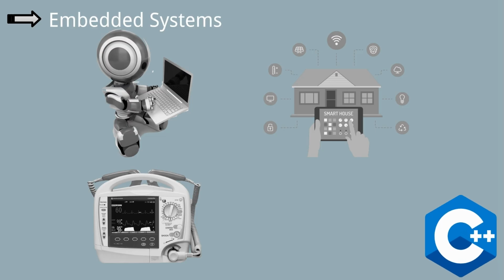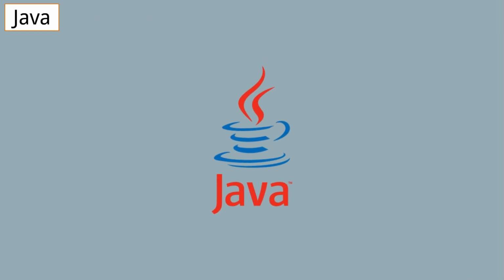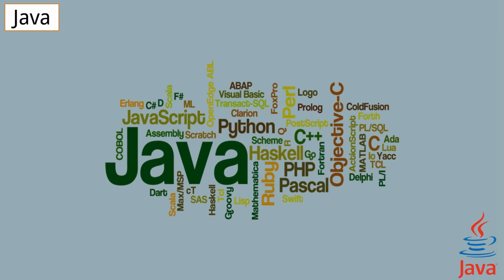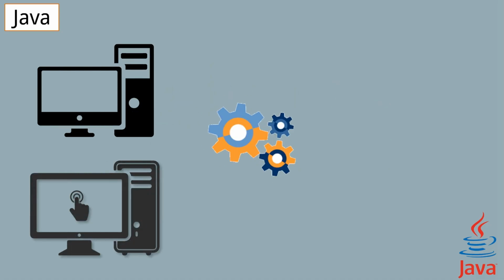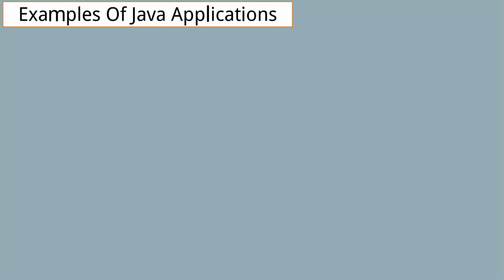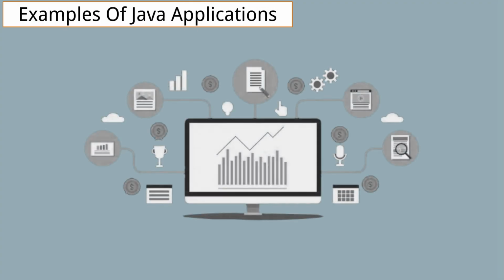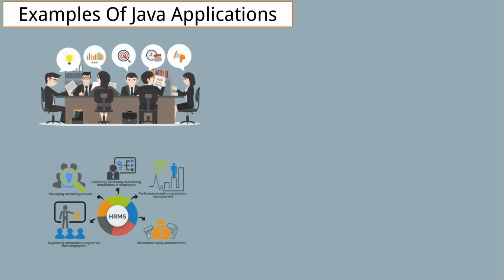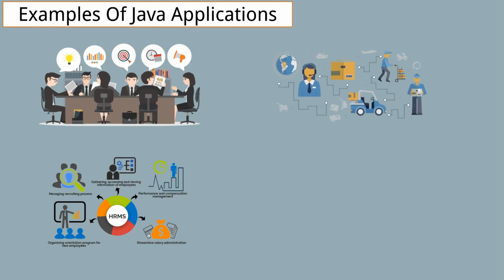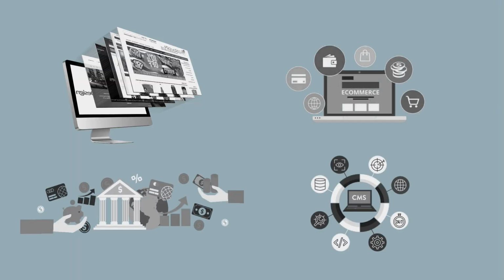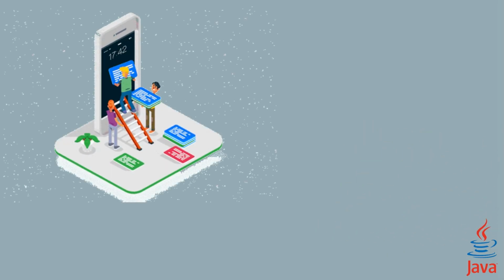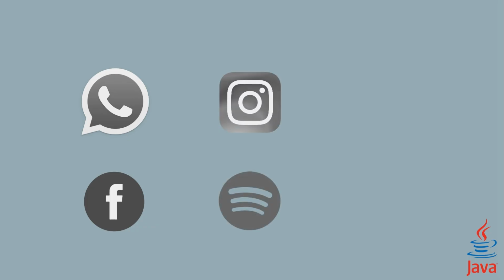Now let's talk about our main focus of the course, Java. Java is a programming language that can run on different computer systems without needing changes. Examples of Java applications are big business software such as customer relationship management systems, human resources management systems, supply chain, and so on. Also, Java is heavily used on websites such as banking systems, e-commerce platforms, content management systems. Mobile apps are also built using Java, primarily on Android. Mobile app examples are WhatsApp, Facebook, Instagram, Spotify, Airbnb, Uber, and the list keeps going on.